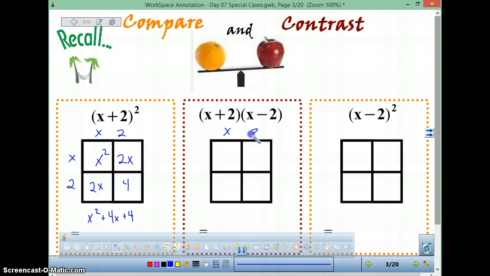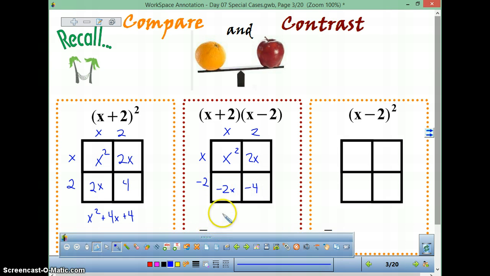Let's try this one. x plus 2, x minus 2. We end up with x squared, 2x minus 2x minus 4. This works out to be x squared, we combine like terms, minus 4, which is the same thing as a squared minus b squared. Okay.